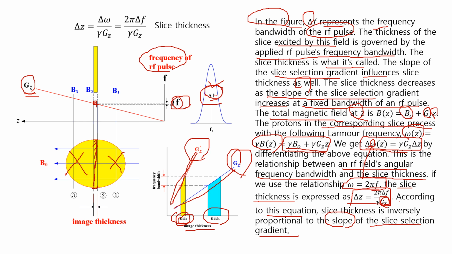And the slice thickness is given by this relation, and the slice thickness is inversely proportional to the slope of the slice selection gradient. Delta F is also something we can sometimes change, but if we fix this bandwidth, then the slice thickness is inversely dependent on the slope of the slice selection gradient.